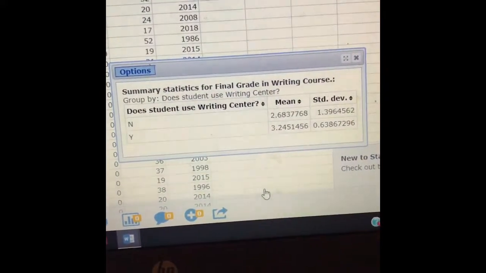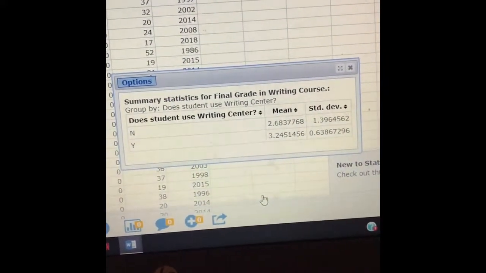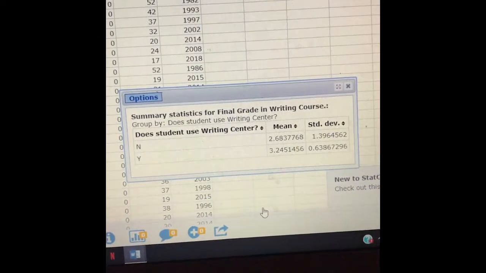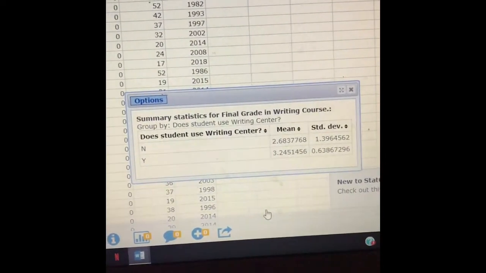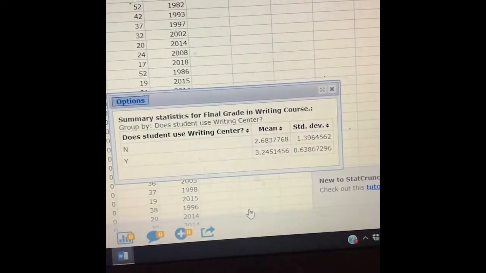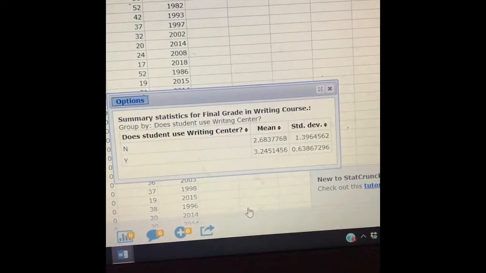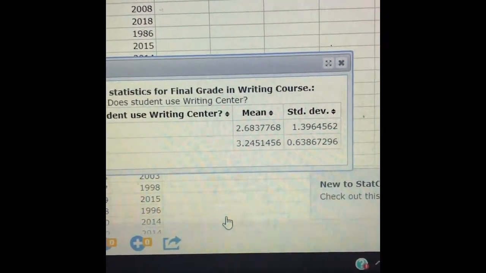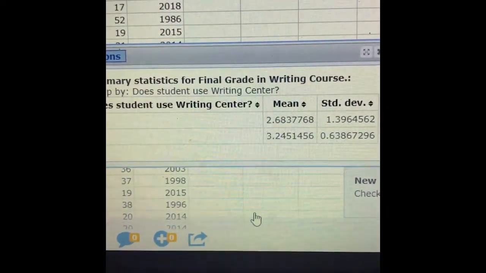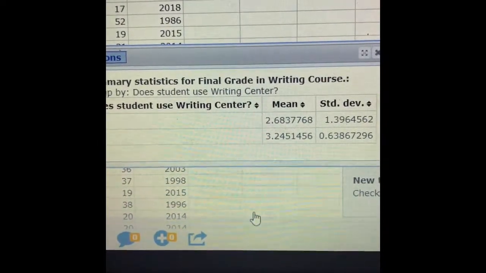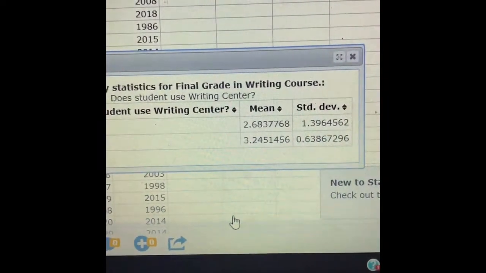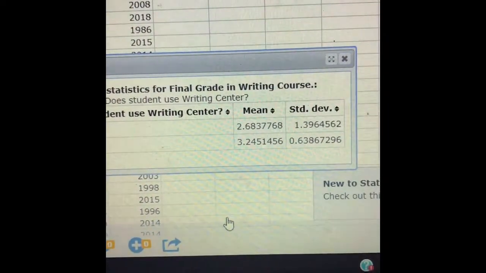And here you go. For the students use the writing center, the mean is 2.6837768. If we round that to 2 decimal places, it would be 2.68. And the standard deviation is 1.396456. If we round that up, it will be 1.40. And for the other group, the mean is 3.2451456. If we round that up, it will be 3.25. The standard deviation would be 0.64 if we round that up too.